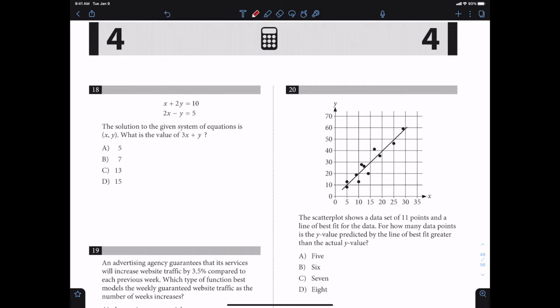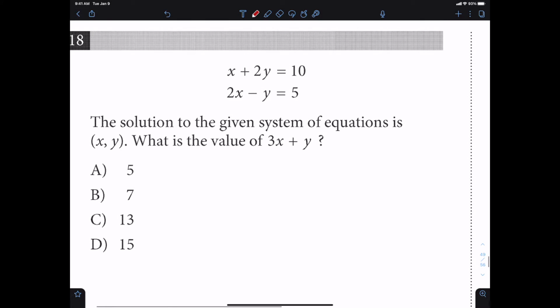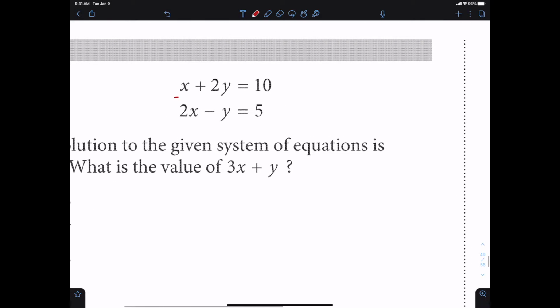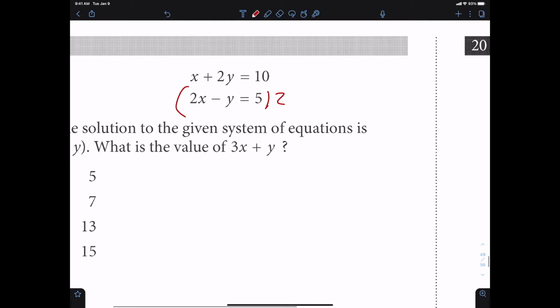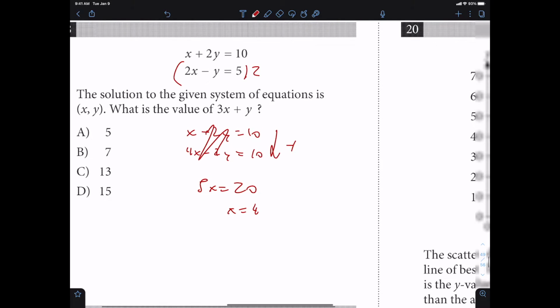The solution to the given system of equations is x, y. What is the value of 3x plus y? Okay, interesting. So we're going to solve for x and y here. So to do that, I'm going to go ahead and multiply this bottom equation by 2, so I can use elimination. So I get x plus 2y equals 10. And here I get 4x minus 2y equals 10. These are going to cancel out when I add down. I get 5x equals 20. X is going to be 4.